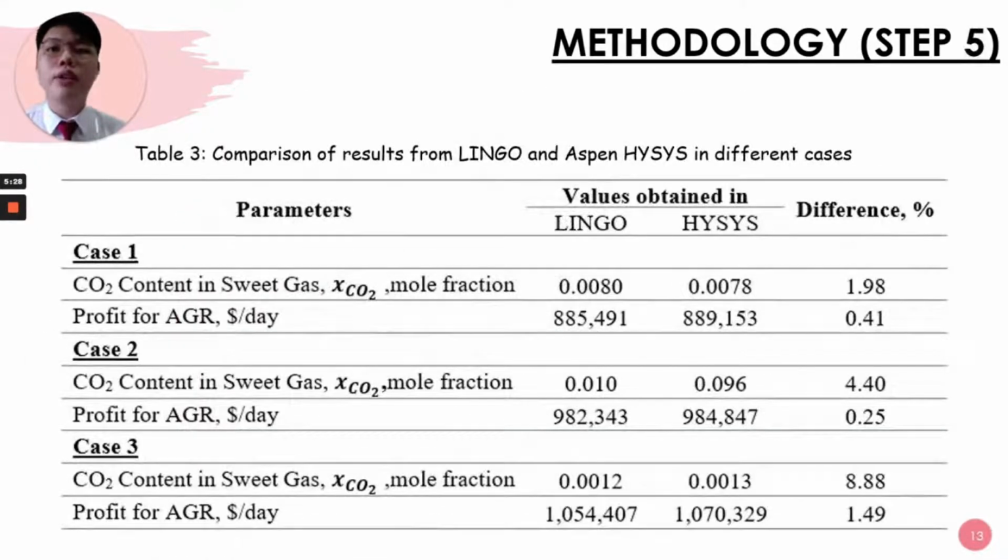According to Table 3, the value of carbon dioxide content in sweet gas obtained in LINGO that is less than 1.2% is accepted, although the percentage difference is larger than 1%. This is because the absolute difference for the value is relatively small. Besides, the percentage difference for the profit earned for the acid gas removal system per day between the two sets of findings is less than 1%. Therefore, it is agreed that the optimization framework which uses a mathematical model is robust and compatible with the simulation results obtained using Aspen HYSYS.